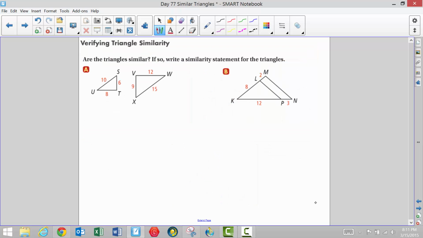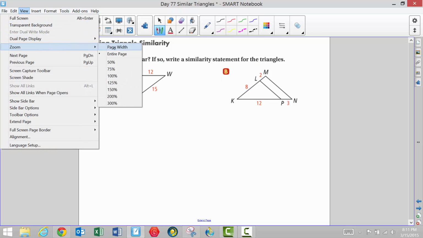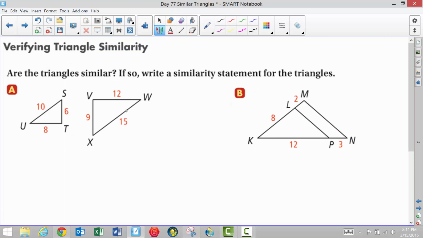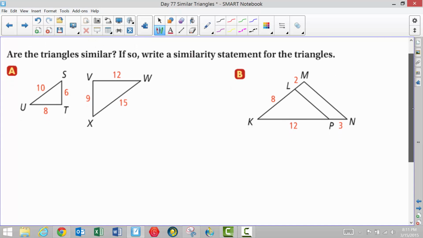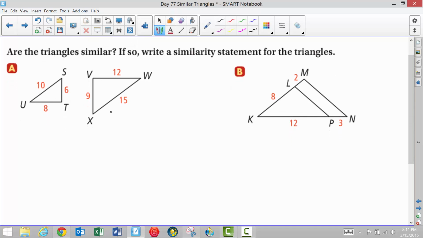So let's do some examples. So example A, I have two triangles. I want to know if they are similar. Well, I don't have the angles. I could find the angles using law of sines, or law of cosines, I should say. But I don't want to do that. I want to do just my similarity shortcut rule. So I'm going to see, are the two triangles similar by side, side, side? So I need to find my side ratios.